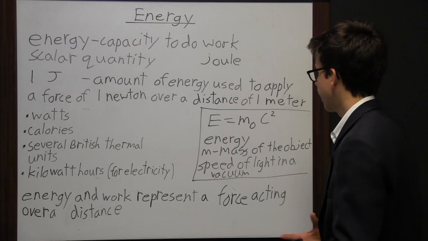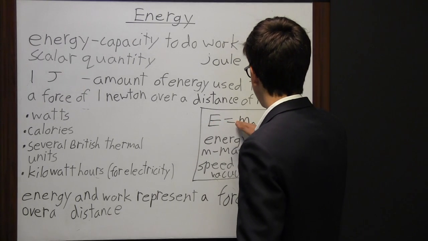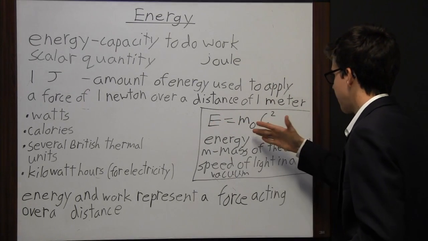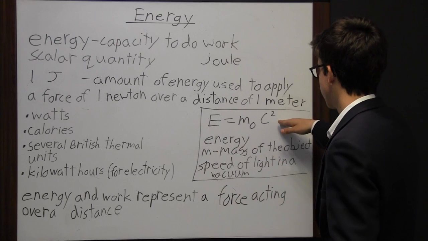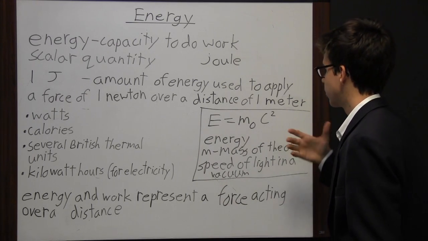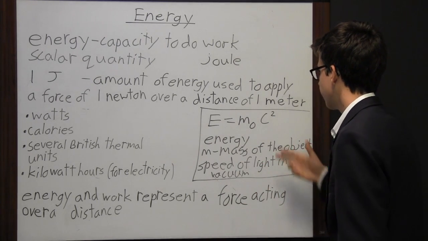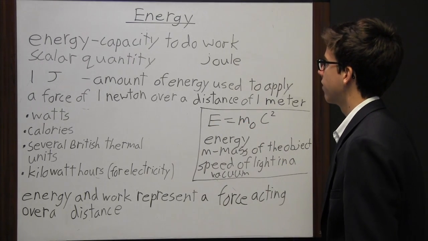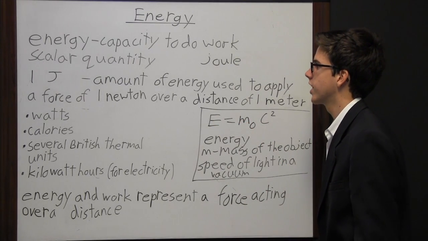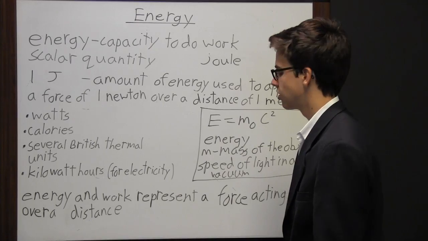So that's the way that you can relate energy to mass. So you're looking at the mass of a particular object, and then you use the speed of light in a vacuum, which is going to be a constant, and you're able to relate these two variables back and forth to each other. So again, energy is the capacity to do work.